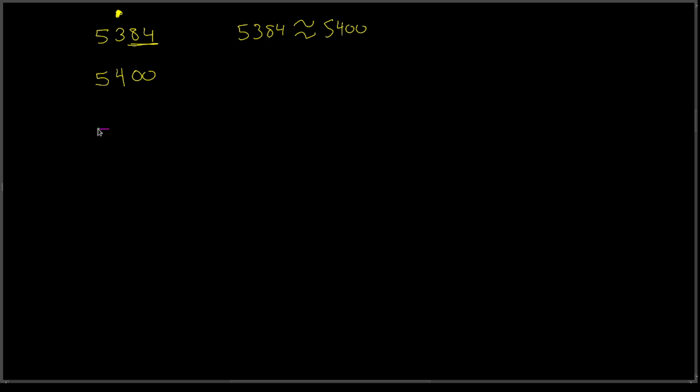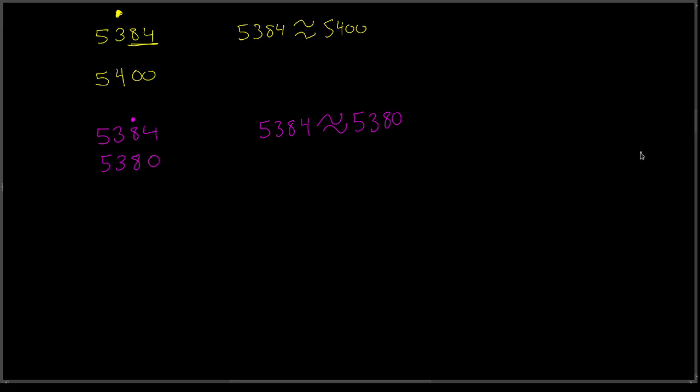But maybe my estimate needs to be different. Maybe 5,384 needs to be to the nearest tens place. So I look to the right and I go, hey, I've got 4. Is 4 bigger than 5? Well, it isn't. So I don't change the 8. And so 5,384 is approximately 5,380. It depends on what we want to round it to.